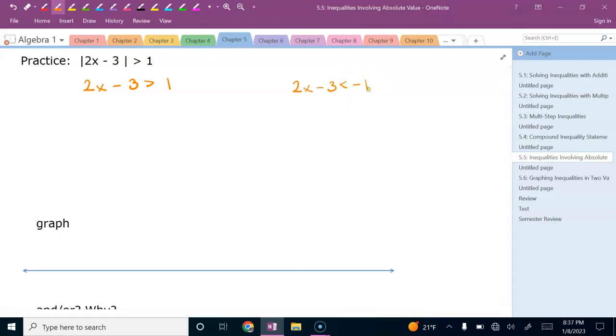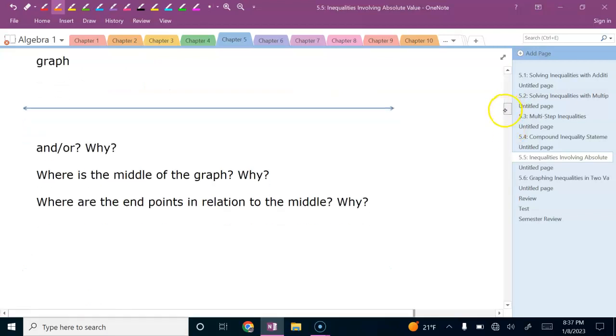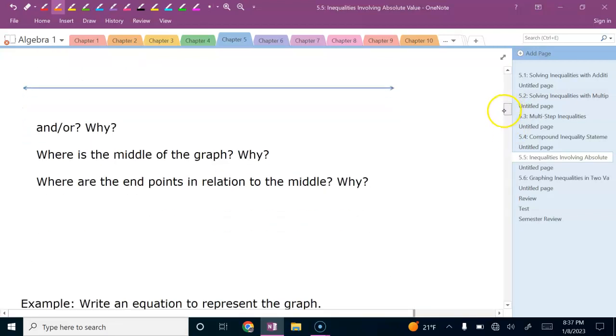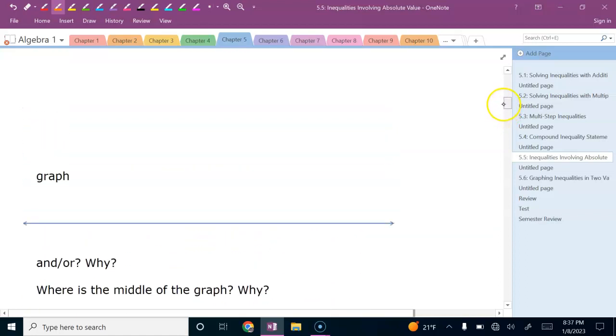Go ahead and take a couple minutes here, solve both of these equations, put them on the number line, and then there's some follow-up questions underneath here, underneath the number line, that I want you to try to answer.